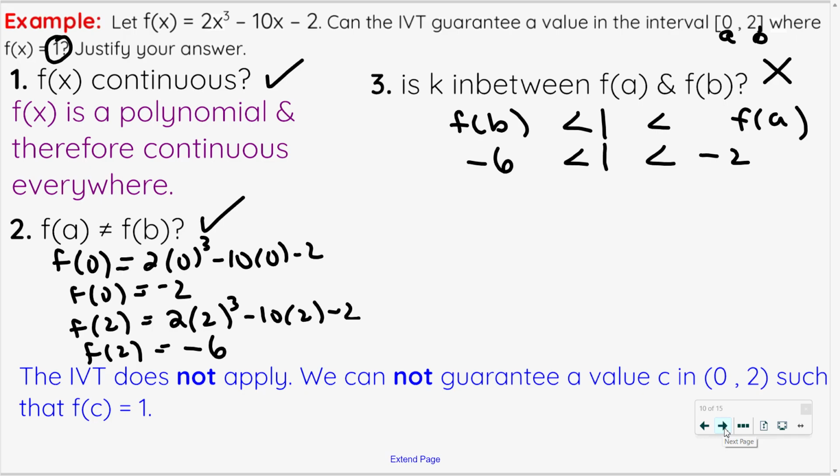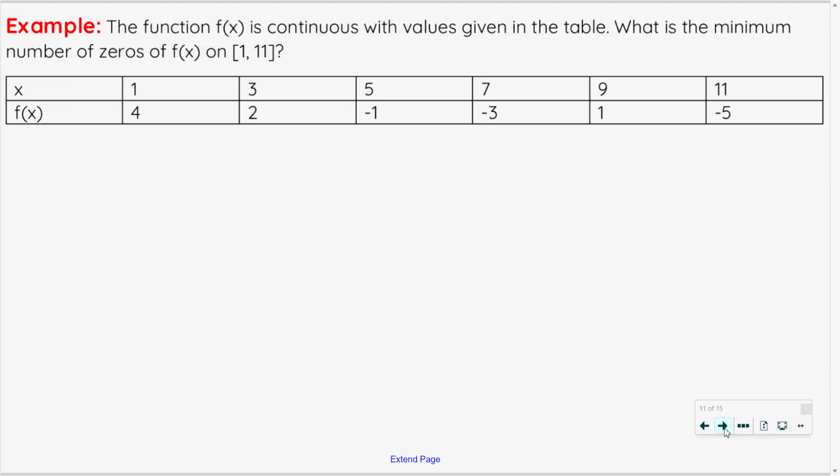Okay, so there might be one. We don't know exactly what's happening in this function unless we were to graph it, but we can't use the intermediate value theorem to guarantee it. Okay, let's try another one with a table here. f of x is continuous with values given in the table. What's the minimum number of zeros of f of x on the interval 1 to 11?